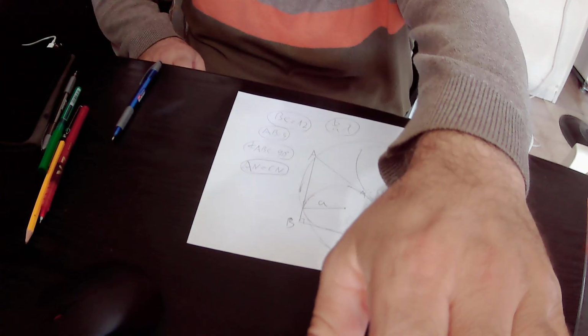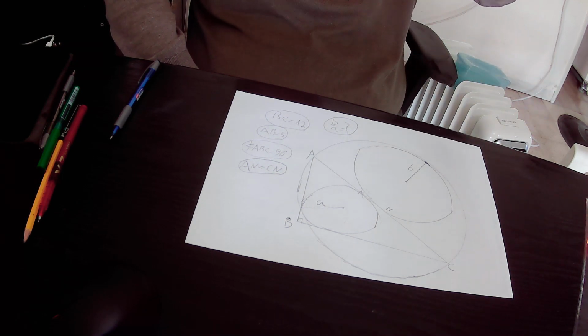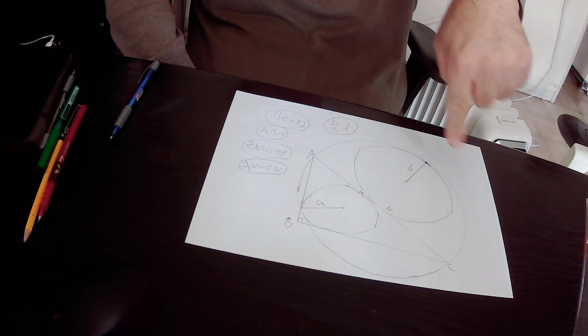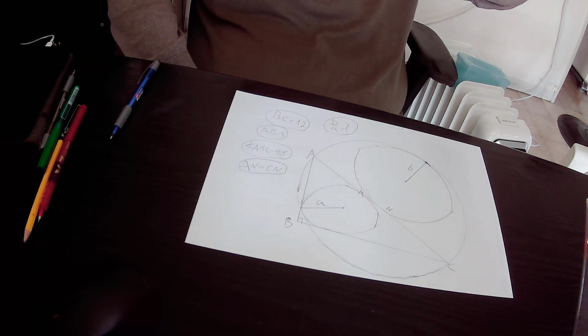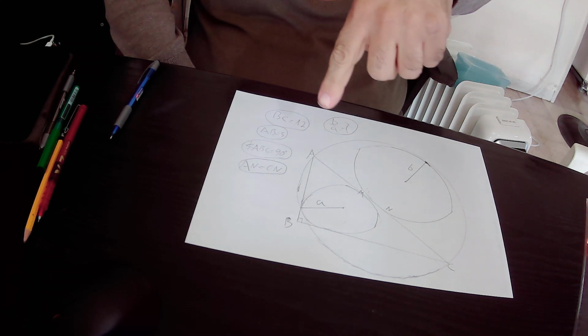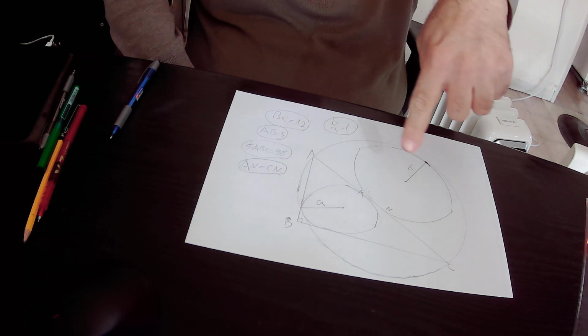Hello, in this lecture we find out the ratio of B over A. In the drawing we have a big circle. Inside this big circle we have two smaller circles. And we also have a right triangle that is partially located inside the big circle.